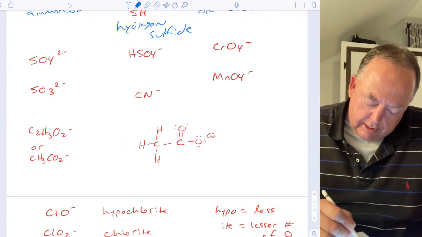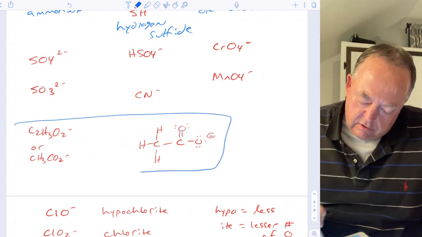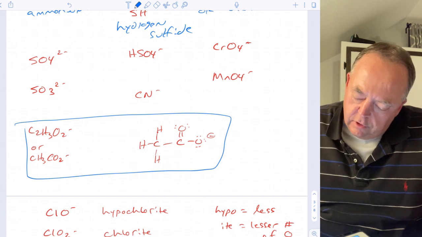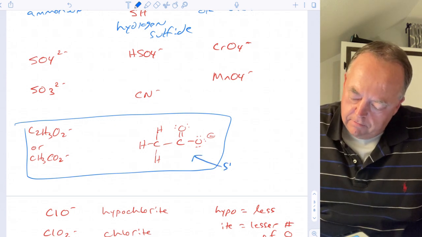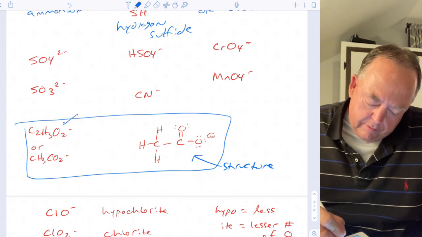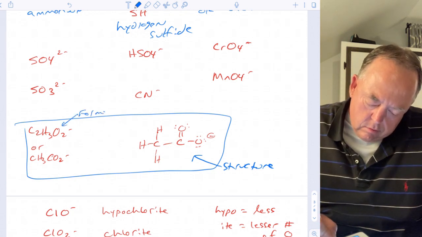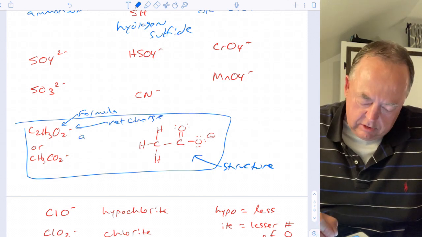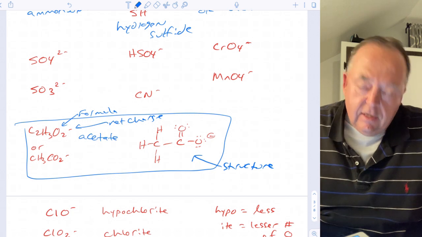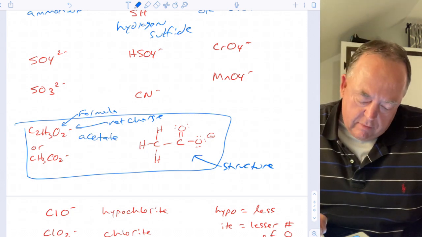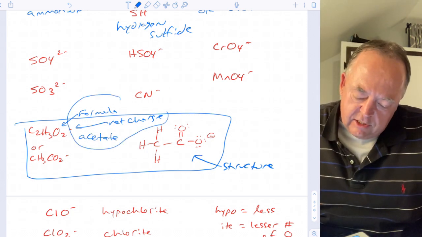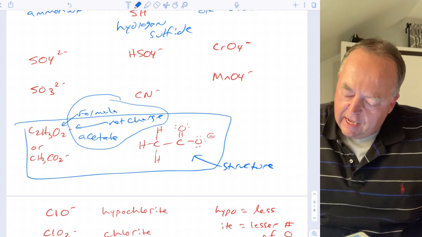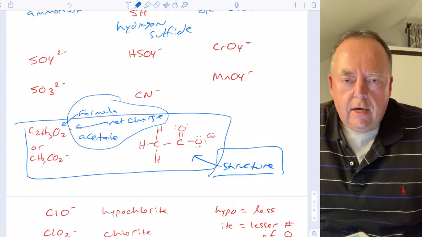So on the worksheet that I give you something like this, I give you the structure, I give you the formula, and I give you the net charge, and I give you the name. This is called acetate. So for now, all that you have to have memorized is the formula, the net charge, and the name. You don't have to know the structure yet.